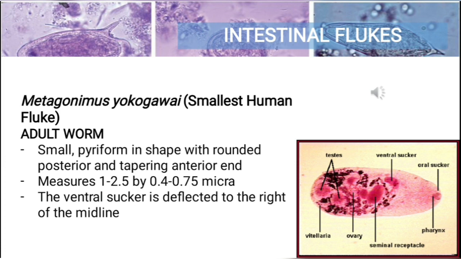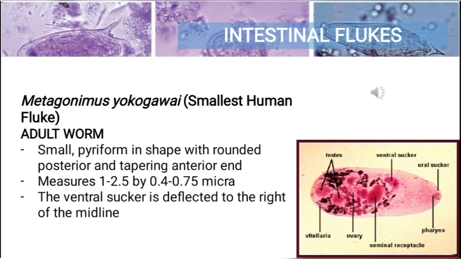Now let us proceed to Metagonimus yokogawai, and it is the smallest fluke to infect humans. So let us proceed to describing the adult worm of our Metagonimus yokogawai. It is small, pyriform in shape with a rounded posterior and tapering anterior end. It measures 1 to 2.5 by 0.4 to 0.75 millimeters. The ventral sucker is deflected to the right of the midline. The common name of our Metagonimus yokogawai is heterophid fluke.